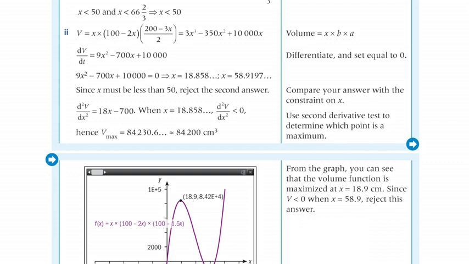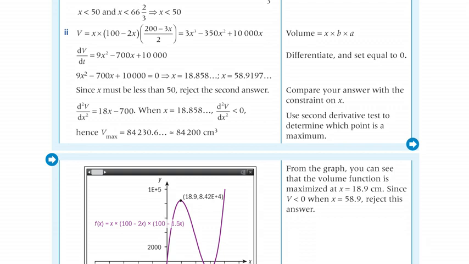So the volume is 3x cubed minus 350x squared plus 10,000x. To find the maximum volume, use the first derivative test. So, find the derivative of the volume function. dV/dx equals 9x squared minus 700x plus 10,000. Set it equal to 0 and solve. x equals 18.858. x equals 58.9197.